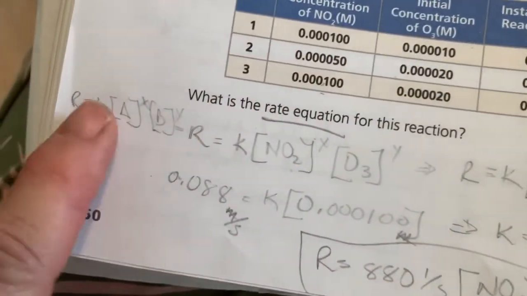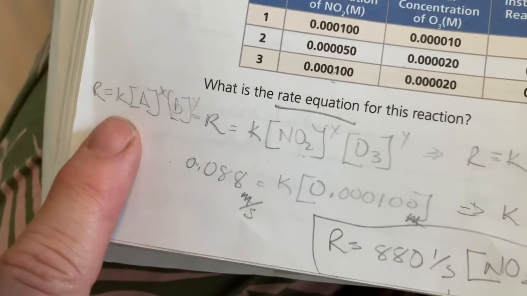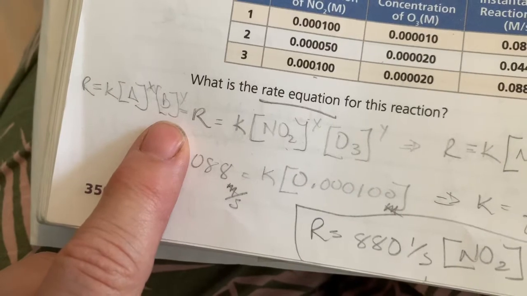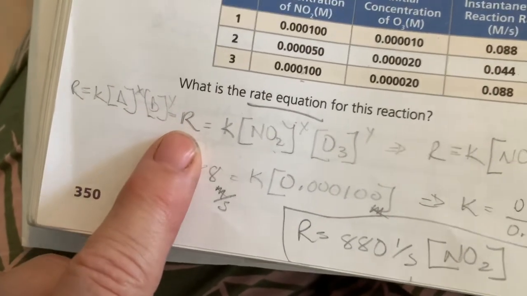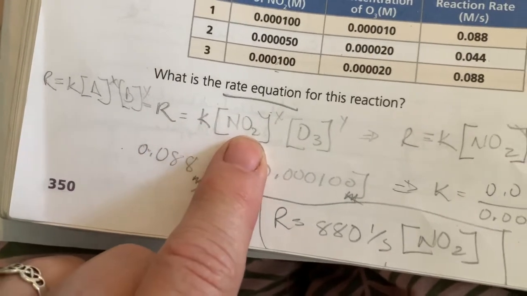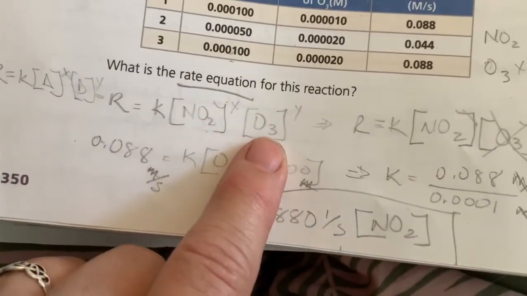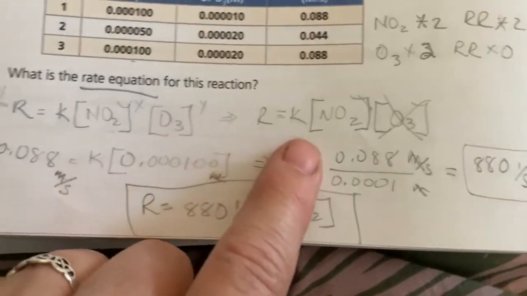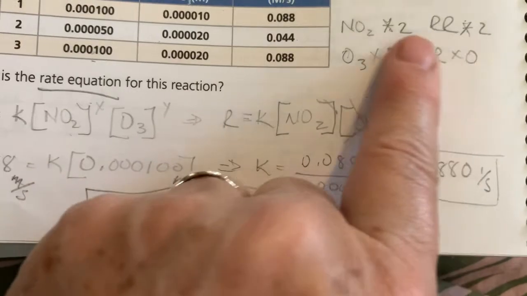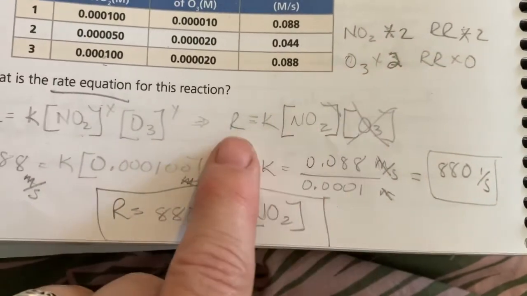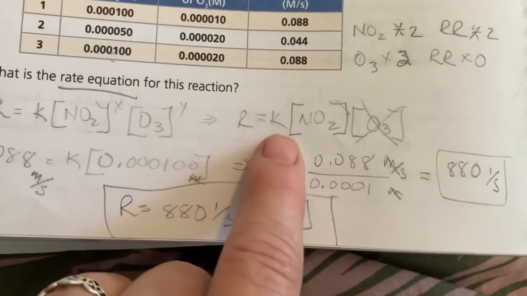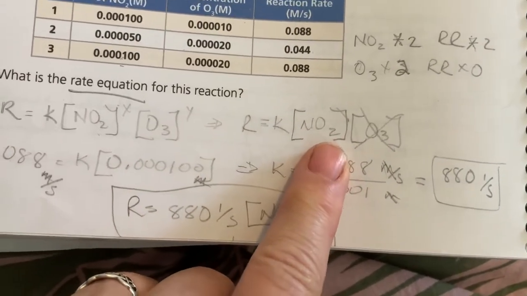So there's my original formula. R equals K, the concentration of A to the X, concentration of B to the Y. So now I'm going to start filling it out. R equals K, the concentration of NO2 to the X, O3 to the Y. Now I know that I can cross out O3 and NO2, because they're the same number, they're going to go to 1. So we're just dealing with R equals K and the concentration of NO2.